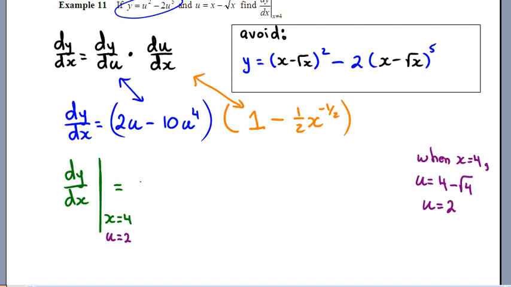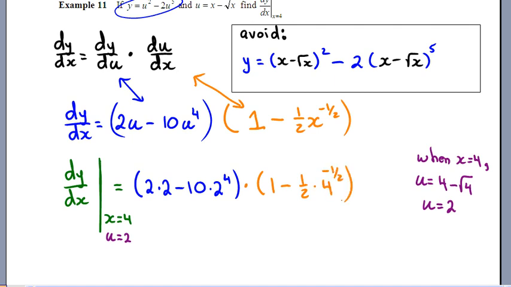Great, here goes. Just looking at this blue stuff, 2 times 2 minus 10 times 2 to the 4th. Now here comes the orange stuff, times 1 minus 1/2, x's are 4. That's what I'd go with. Now, I can maybe get away with doing this in my head. 2 to the 4th is 16, times 10 is 160. 4 minus that, so we've got negative 156.